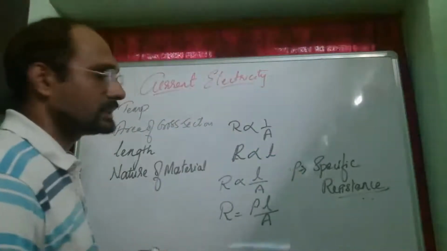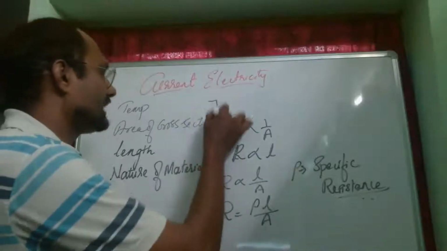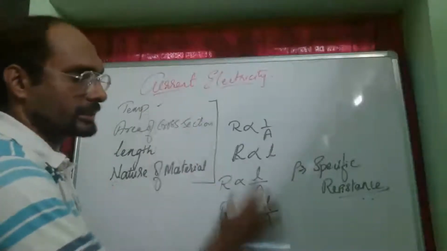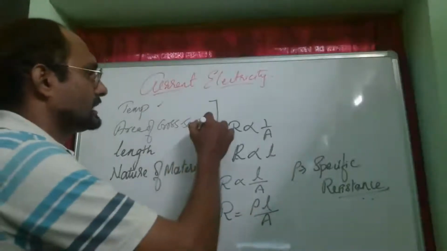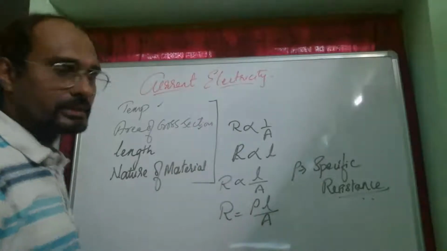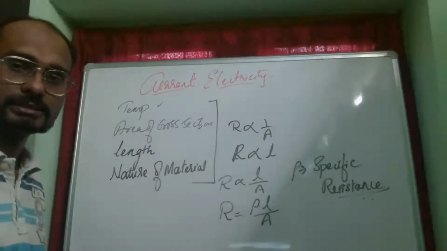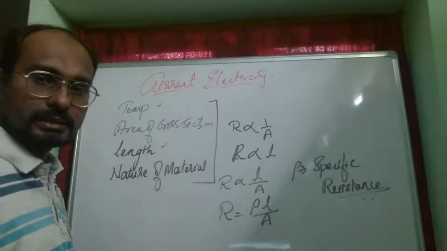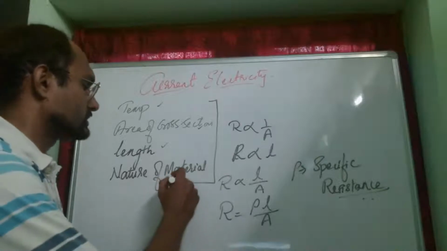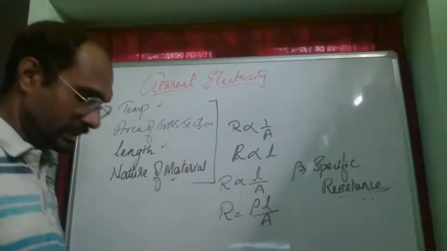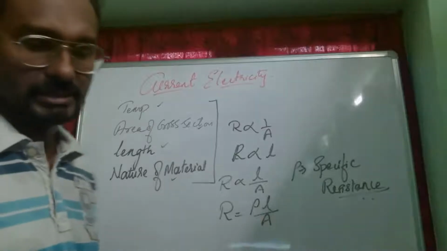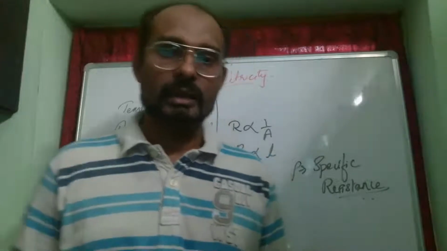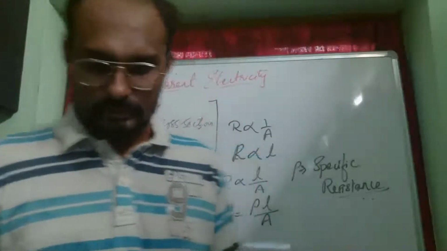Now from this, we actually understood what are the factors which affect the resistance. First one, the temperature, which we don't mention here anyway. Second one, area of cross section. If the area of cross section is more, then the resistance will be less. Length. If the length is more, then the resistance will be more. Nature of the material. Of course, it is unique and it is different for different elements. So these are the factors which affect the resistance offered by a material. Now coming to the next part.